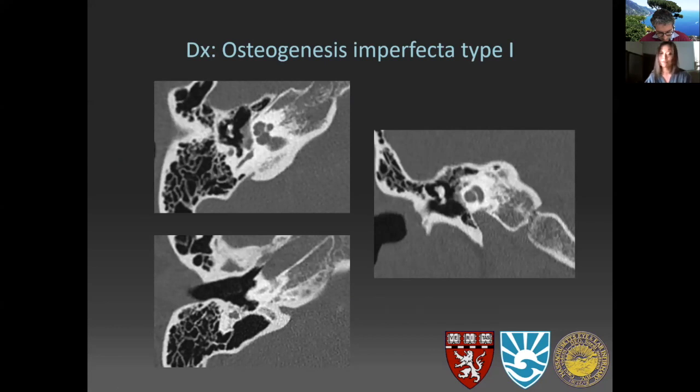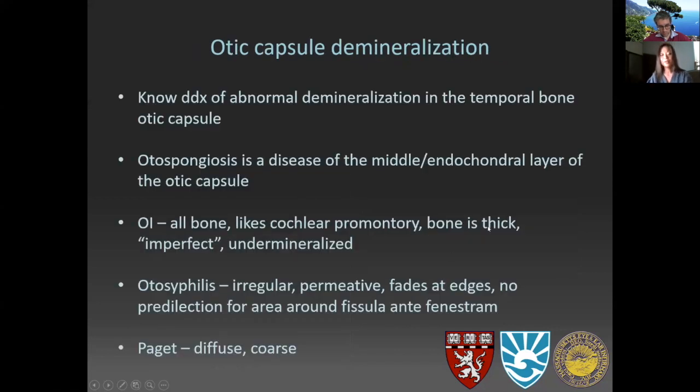Any bone can be imperfectly formed. It can be very diffuse, very widespread. So it tends to be thick and expanded bone that's demineralized. And if it's near the stapes footplate, it can lead to a conductive hearing loss, which was what this person had. And it tends to have a predilection for the cochlear promontory. Okay, so that's my first case.